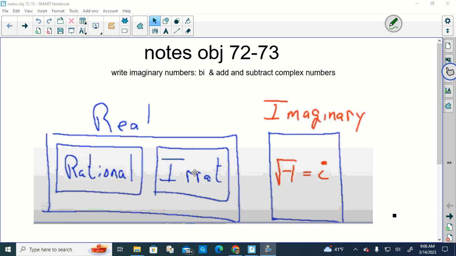An example would be the square root of 5. If you actually took the square root of 5 and put it into your calculator, you're going to get a non-terminating decimal. Pi is an irrational number because it never terminates: 3.14 and it keeps on going. Imaginary numbers are represented by the letter i, for imaginary. Anytime you take a square root of a negative number, this is considered an imaginary number.